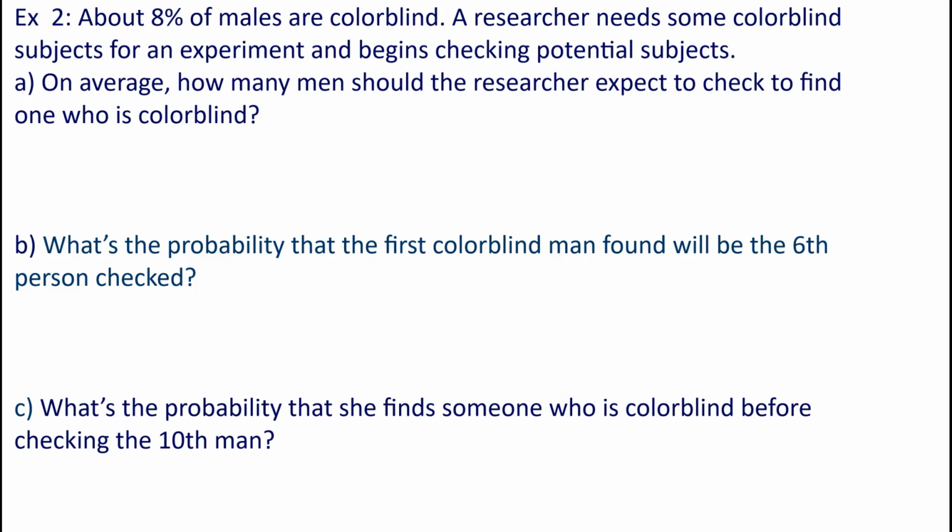Example 2. About 8% of males are colorblind. A researcher needs some colorblind subjects for an experiment and begins checking potential subjects. On average, that's a key word, how many men should the researcher expect to check to find one who's colorblind?